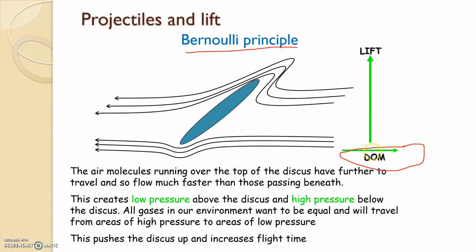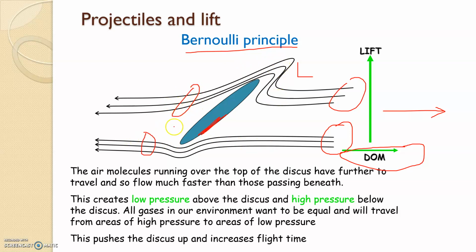So this discus is going towards the right, in the rightwards direction. These air particles here, as they hit the top of the discus, they have a longer way to go. So therefore, if there's a longer way to travel, they create a low pressure system. Okay. However, these particles at the bottom, they smack into the bottom side of this discus, and have a lot less distance to go in order to get to here, respectively.